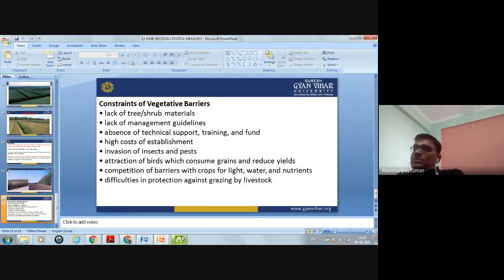The other constraint of these vegetative barriers is attraction of birds, because when trees are there, birds will be there. So attraction of birds which consume grain and reduce the yield. The next is competition of barriers with crop for light, water, and nutrients. The other one is difficulty in protection against grazing by livestock. So these are some constraints of these vegetative barriers.